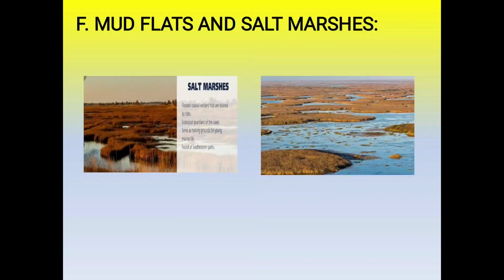The next feature is mud flats and salt marshes. In sheltered parts of the estuaries, embayments, behind the spits and bars, there is formation of mud flats and marshes. Fine silt materials are carried over sheltered areas and get deposited with the advance of high tide. River alluvium may also get accumulated. In this way, the deposition appears in the form of mud.